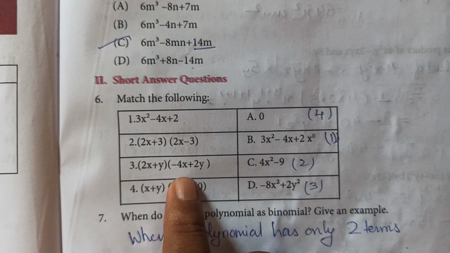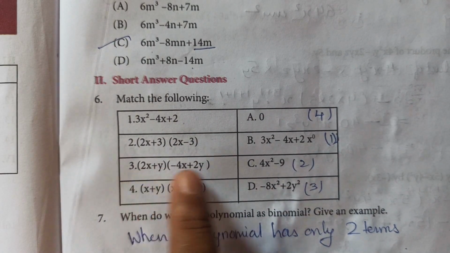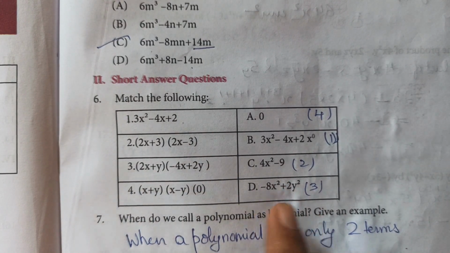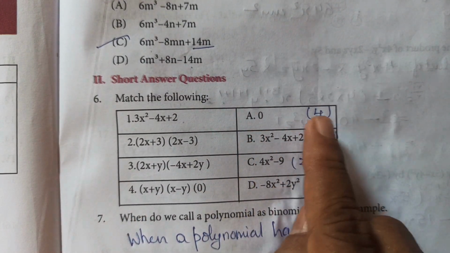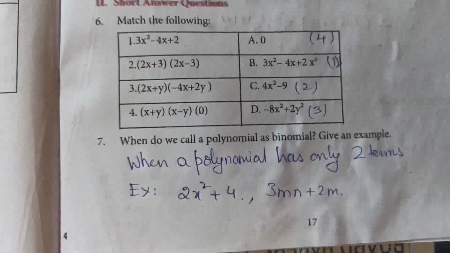So 2x plus y minus 4x plus 2y. So we have to arrange this and multiply. So it becomes this. 0 into anything becomes 0. So this is the fourth option.